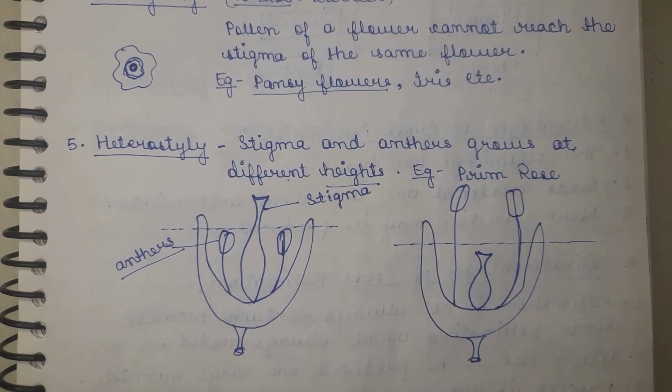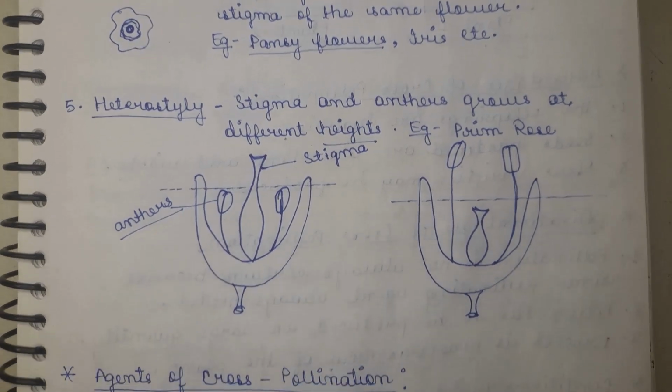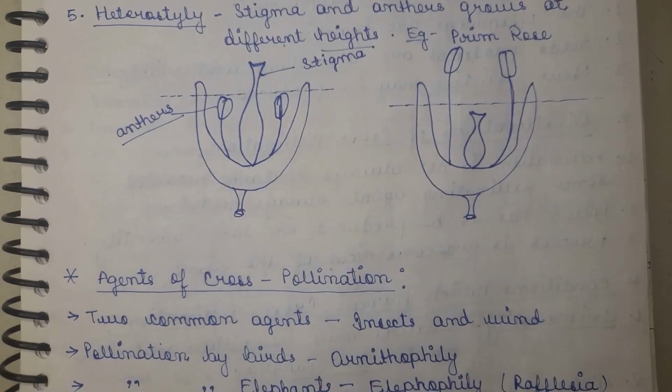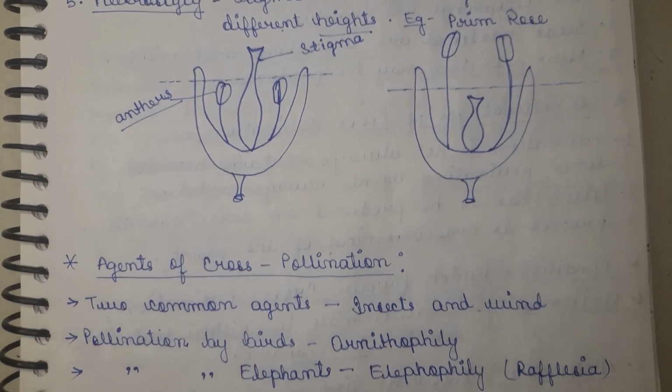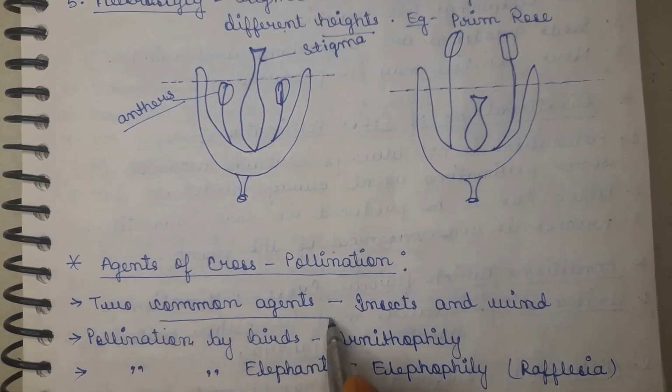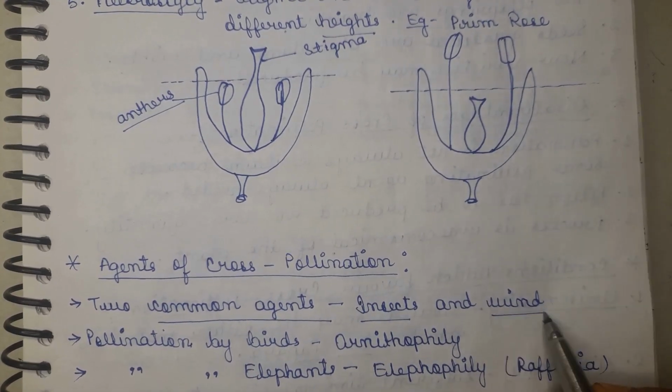Now we are going to talk about the agents of cross pollination, how the pollen grains are transferred from one plant's flower to another flower's stigma. These agents are responsible for cross pollination. Basically there are two common agents of cross pollination. The first one is insects and the second one is wind.